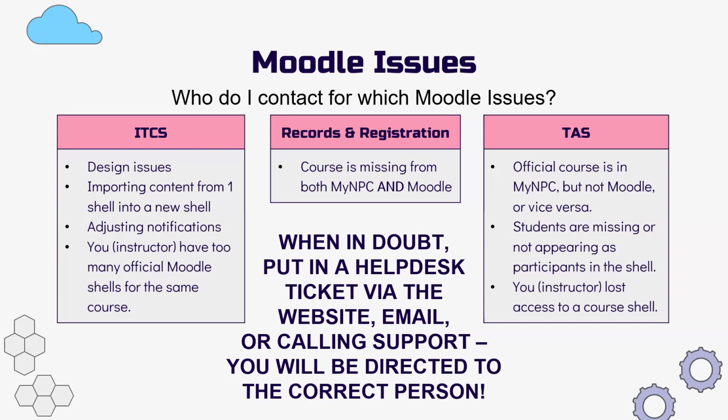Any issues like a course shell lacking student listings, losing access to your course shell, or discrepancies between MyMPC and Moodle fall under TAS's purview. I understand it's a lot to remember, but the key takeaway is this. When in doubt about who can assist you with a Moodle issue, simply put in a ticket. It'll efficiently reach the correct department in person to provide you with the necessary assistance.